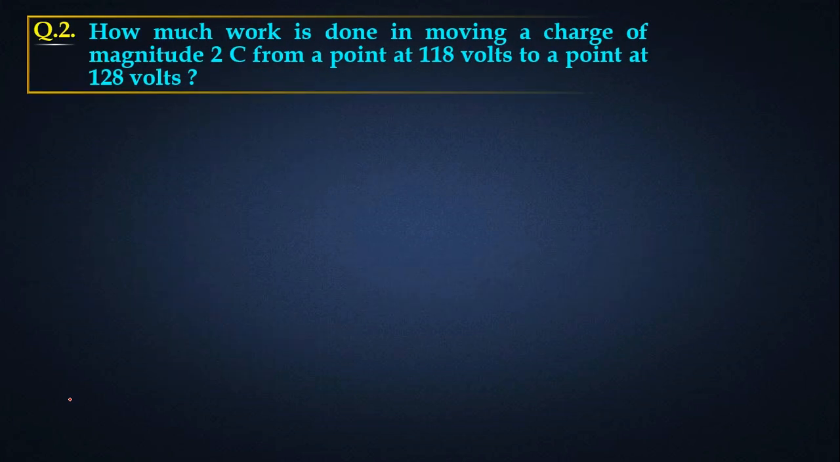Okay. How much work is done in moving a charge of magnitude 2 coulombs from a point at 118 volts to the point at 128 volts? So here we have to check the difference of the potential. Okay. Potential differences we have to check. 118 volts and 128 volts. So what is the difference here? 10 volts is the difference. So the potential difference is how much? V is equal to 10 V, and the Q is how much? Q is equal to 2 C.